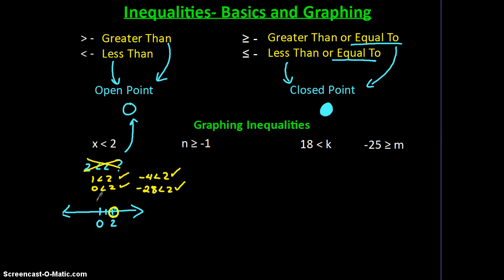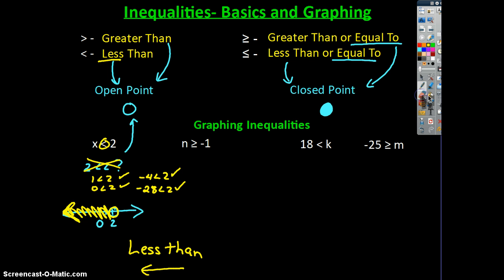The way we show this is by shading. And anytime I see a less than, the numbers are always to the left. It's always left. So how do we show that on here? I have an open point at 2 because that is my less than 2, and then I shade every single number to the left. That's a basic graphing of an inequality. So, moving on to the next one.